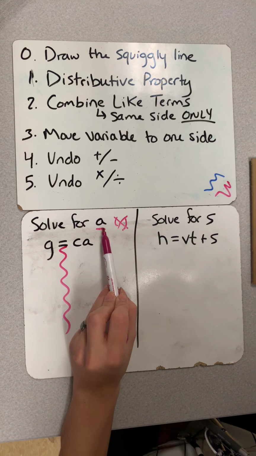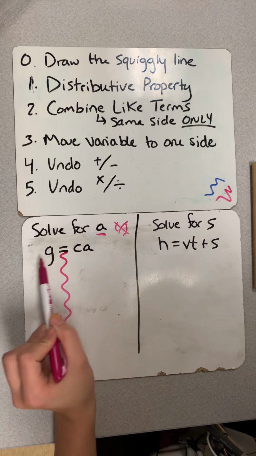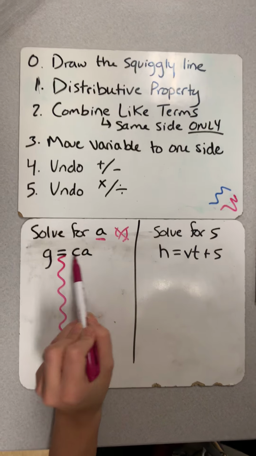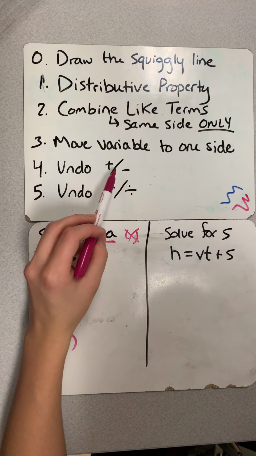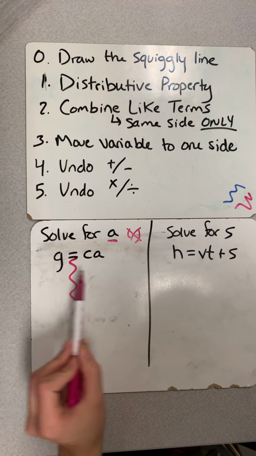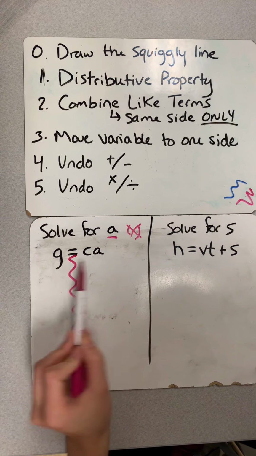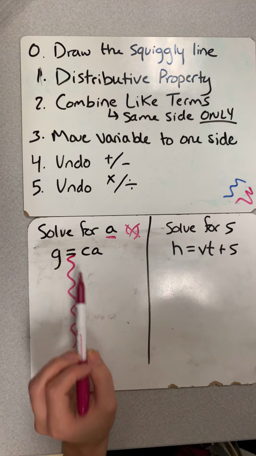Step number 3 is move the variable to one side. So we're solving for A. And as I see here, A is already on one side, so I can just keep on moving down my list. Step number 4 is undo addition or subtraction. I do not see any addition or subtraction in this problem. So again, keep moving down.